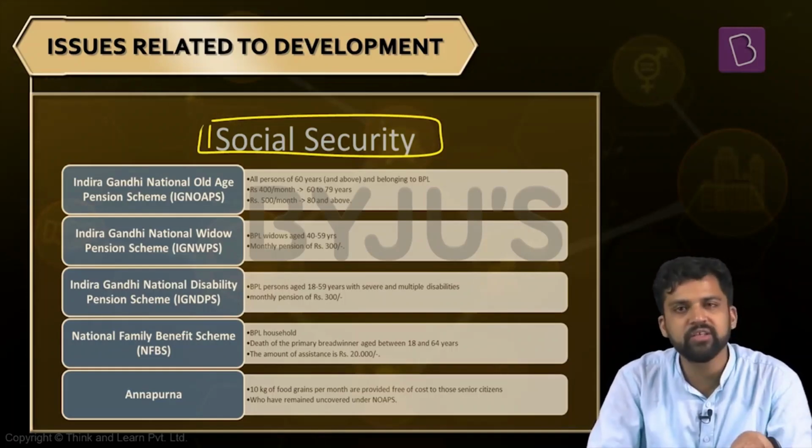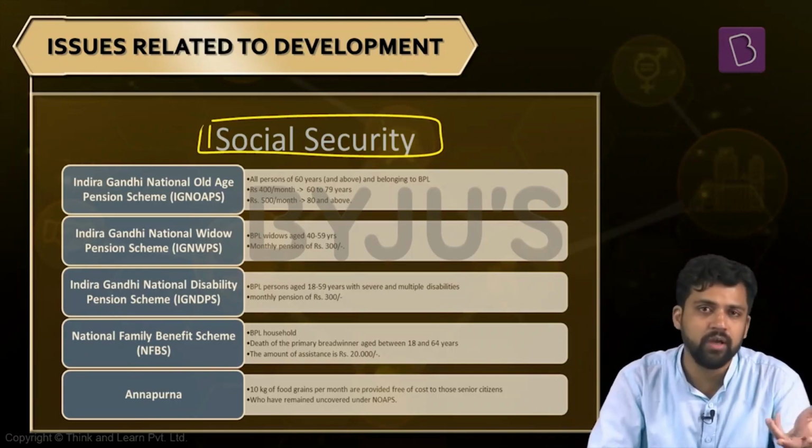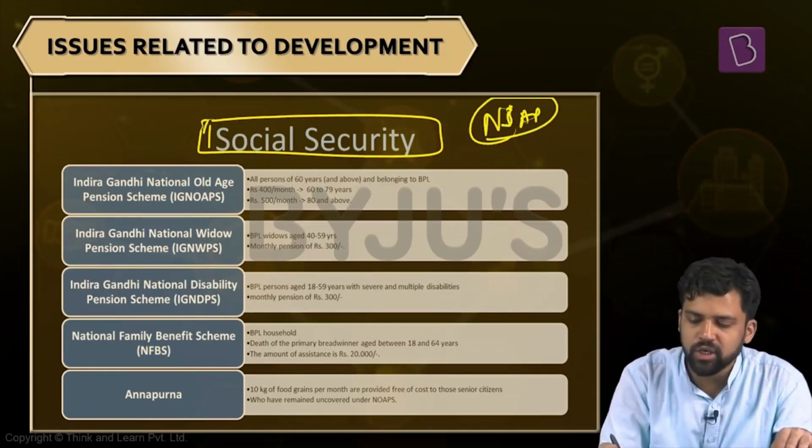So we have a welfare state. The welfare state is addressing their issues to some extent. Who are these vulnerable people? Those who are elderly, those who are disabled, or those families which have lost their near and dear ones or their primary breadwinner. So we have different social security schemes, and all these schemes come under the National Social Assistance Plan.